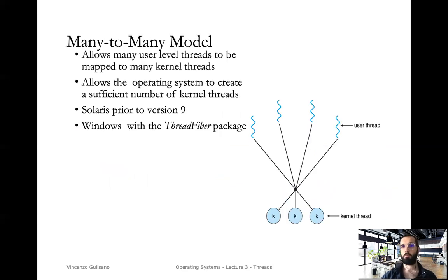The more general one, or let's say the one in between, is the many-to-many model. So you could say, well, there are a certain number of user level threads, and these are mapped to a certain set of kernel level threads. Okay, and the mapping can be changing dynamically depending on basically the execution, what your code is trying to do, and so on.